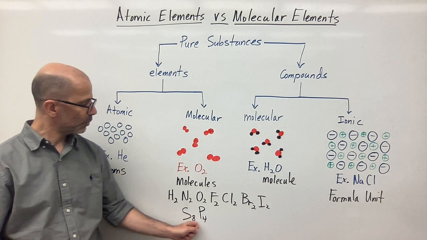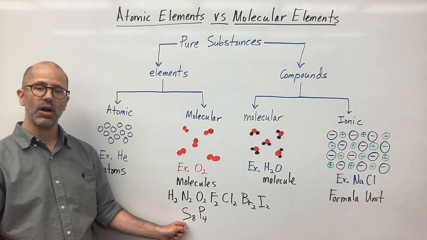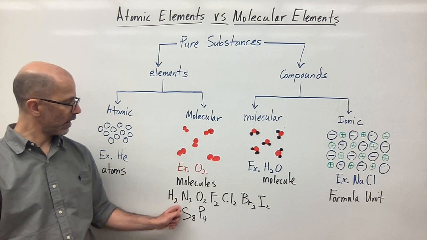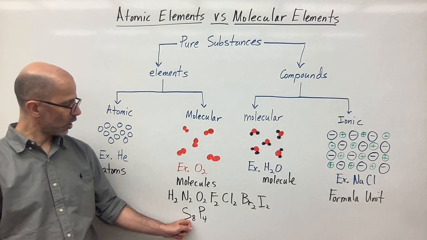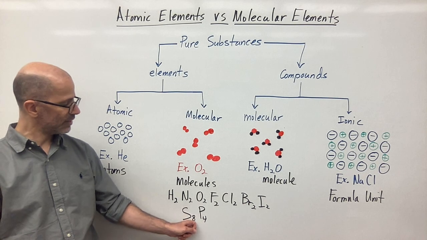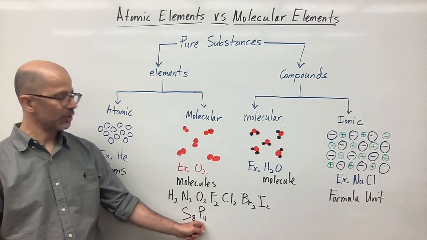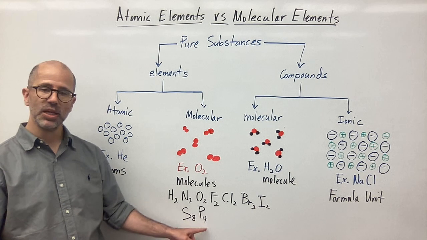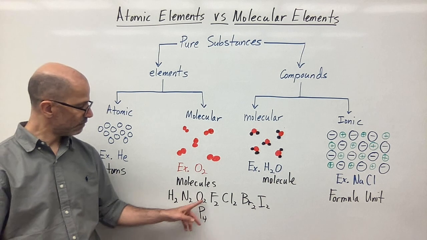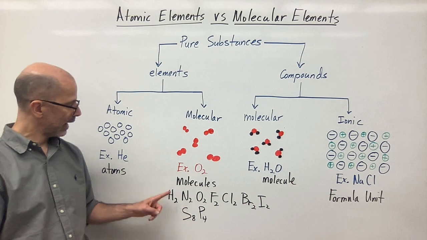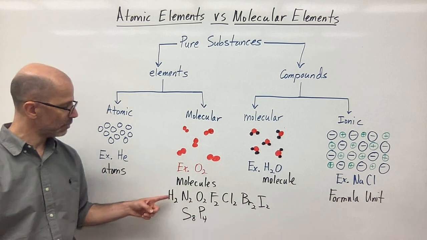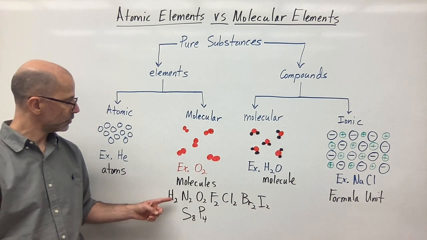And then we have a couple that are molecules with more than just two. So we have sulfur. Sulfur exists in large part as S8, and phosphorus, one of the common forms of phosphorus, is P4. So phosphorus exists in this form, sulfur exists in this form, and the others exist as diatomic molecules.